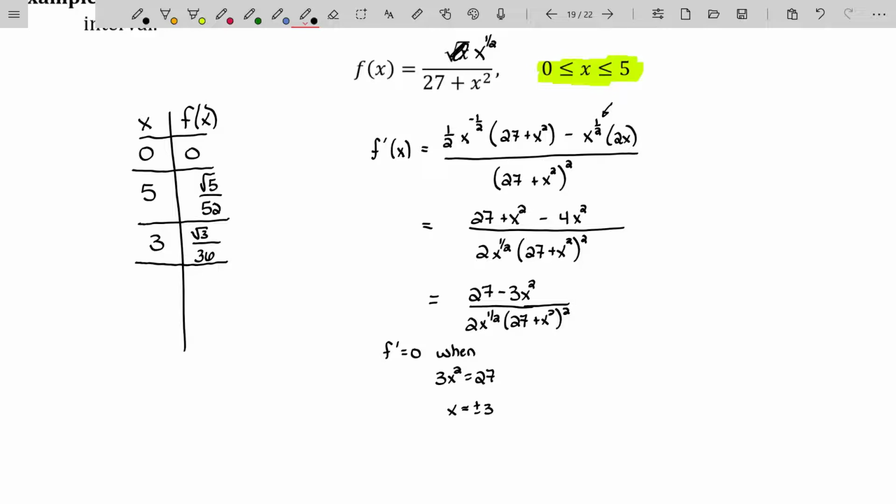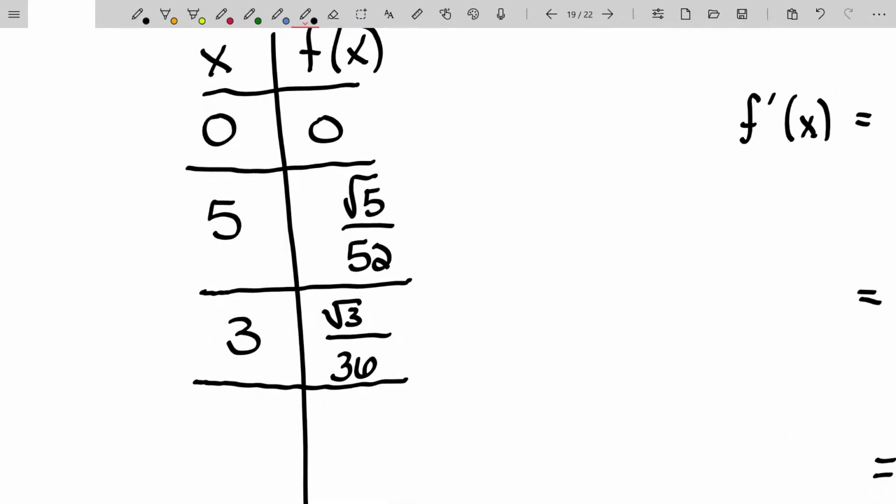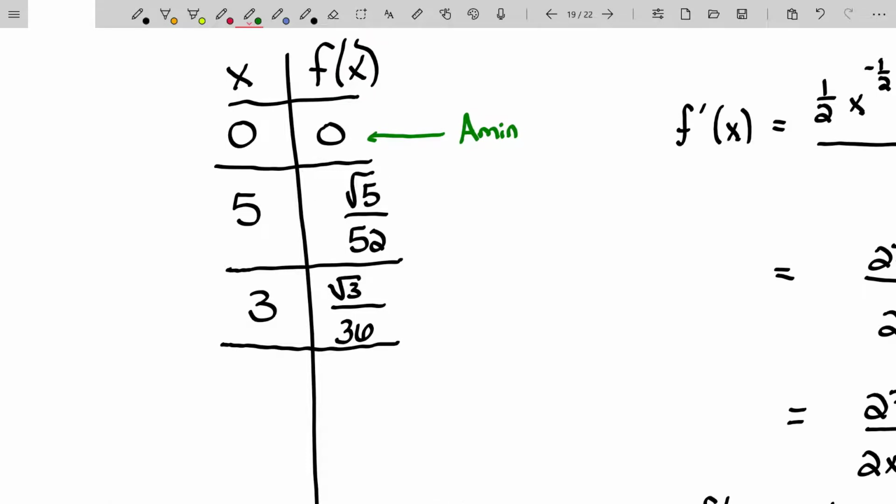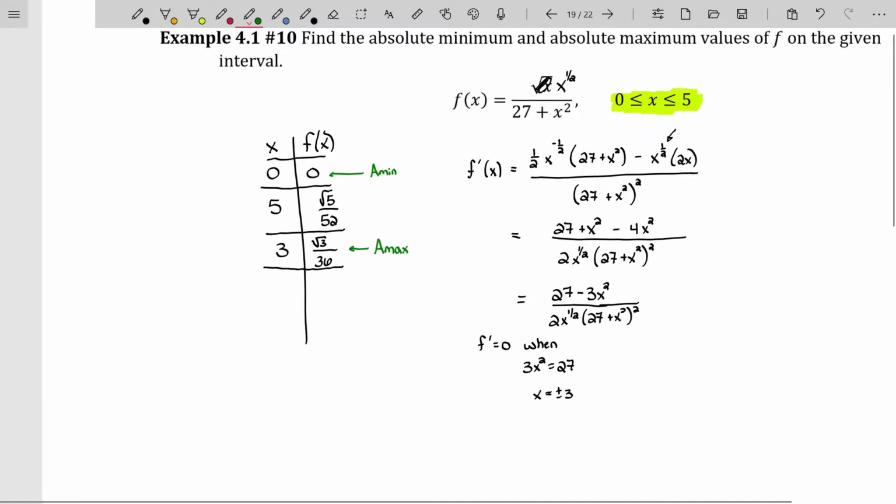And now I just need to see, of all of these y values, what's the greatest and what's the smallest. And those would be my absolute maximums and absolute minimums. If you take a look at this, obviously 0 is the smallest y value, so that's our absolute minimum point. And then you have to worry about the square root of 5 over 52 versus the square root of 3 over 36. I just grabbed a calculator to do it, and the square root of 5 over 52 would be the smaller number between the two. So root 3 over 36 is actually the larger. That's the absolute max. So that's the absolute maximum value of that function.